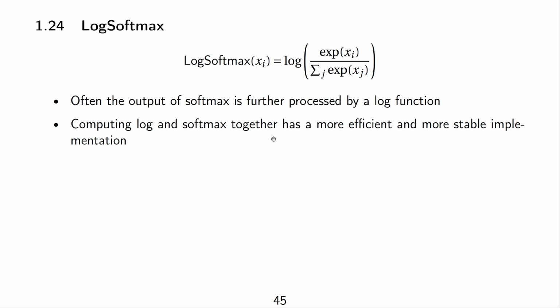Since the output of the softmax function is often processed with a logarithm, it makes sense to combine the two into one function, log softmax. And again, we saw with sigmoid that combining these two functions together enables an implementation that is both more efficient and more stable. You can look on the net to get more details of why that is the case and what the difference in the implementation is if you're interested.